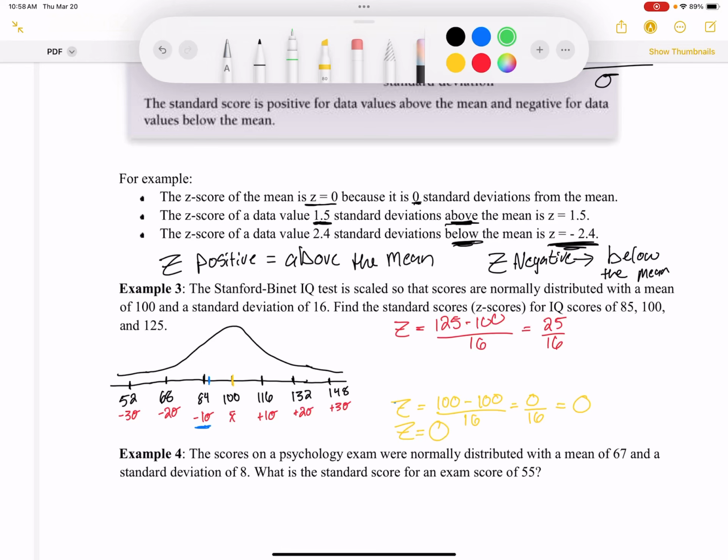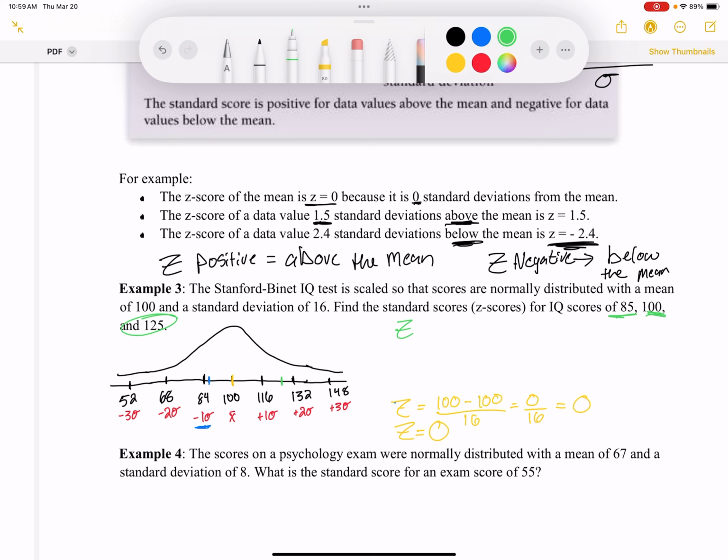All right, so we're gonna pick up where we left off. Let me start over on this. We just did the z-score of 85 and the z-score of 100. Now we're gonna do the z-score of 125. First let's just think about 125. It's probably right there, somewhere like that. I know that's more than one standard deviation above my mean, but not quite two standard deviations.